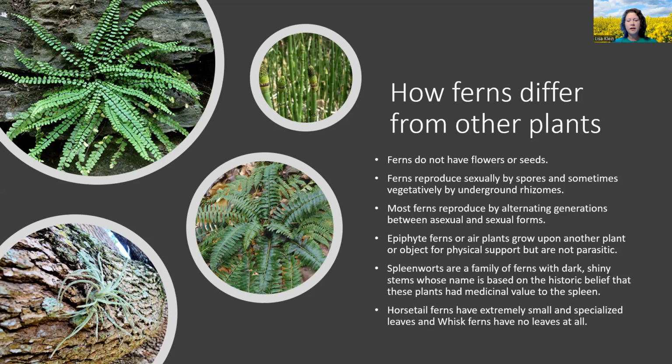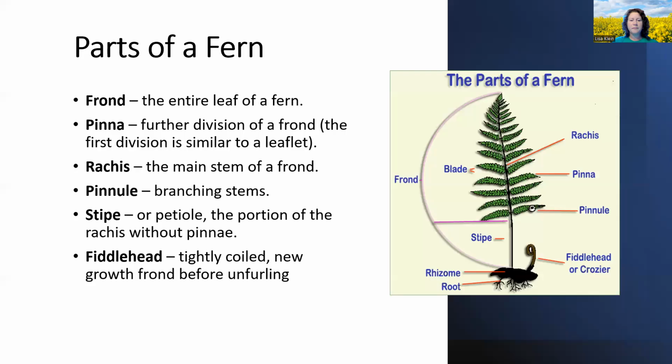Horsetail ferns have very, very small and very specialized leaves. And whisk ferns don't have any leaves at all. So there are all sorts of different plant structures that fit into the fern family. So, the parts of a fern.